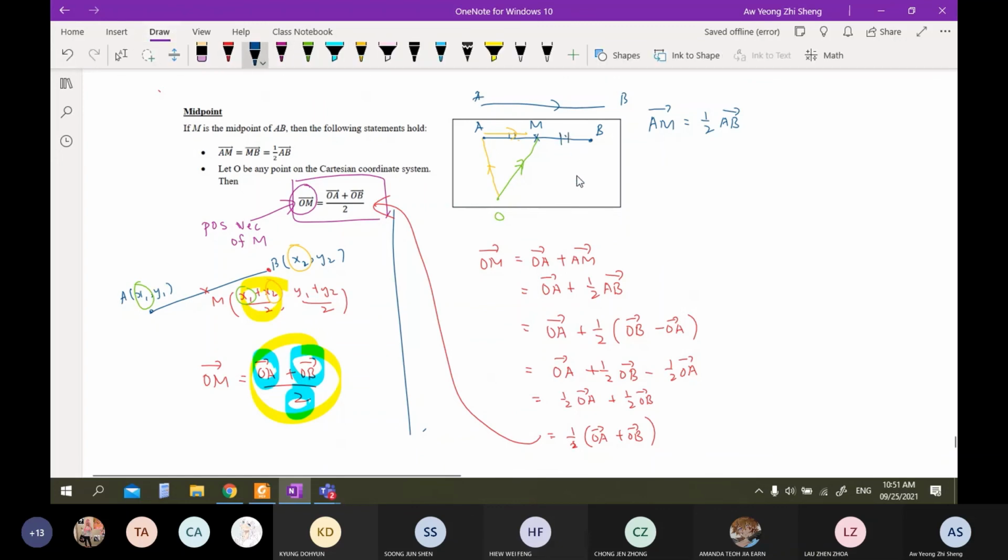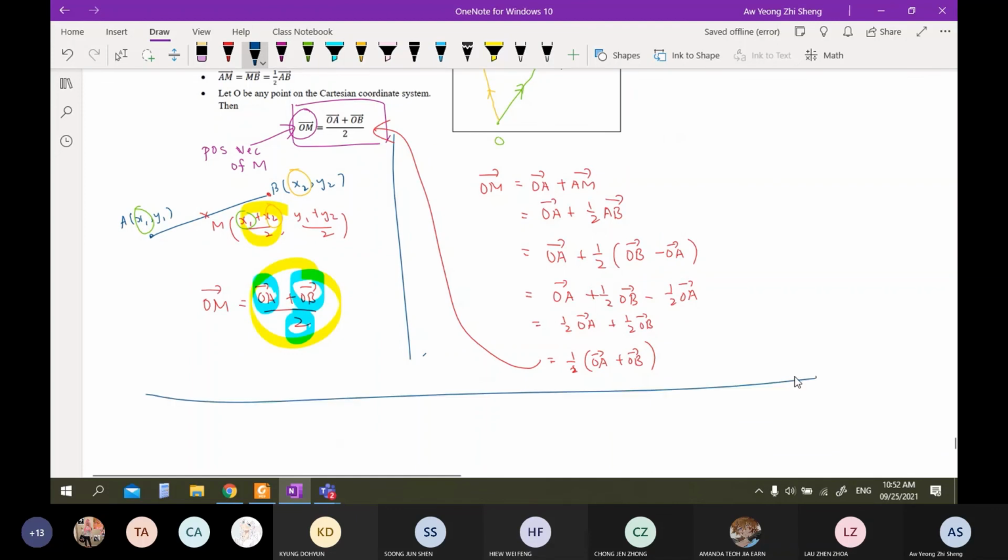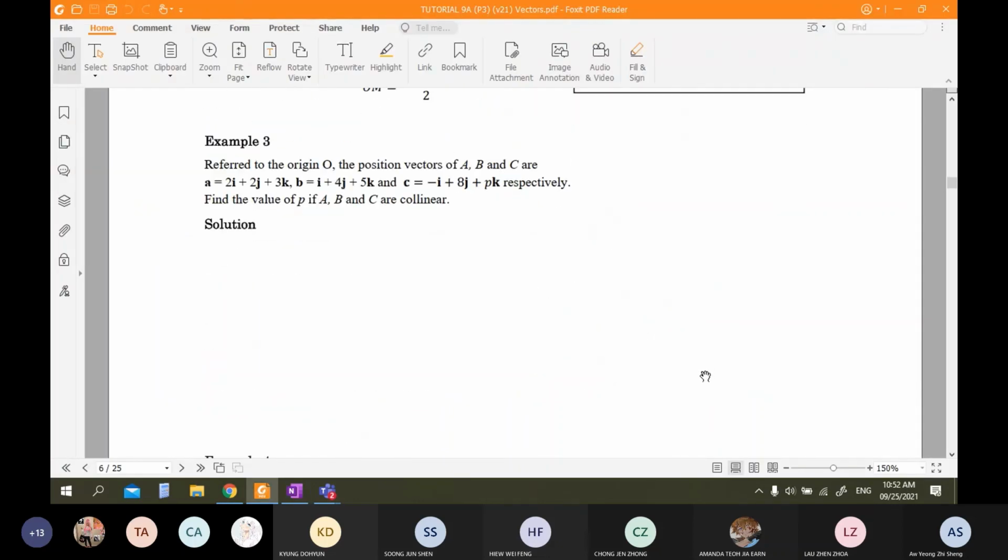In the exam, you won't be asked to derive this formula. What's important is that you know how to apply it. Then we have 5 minutes left. Let's do one more example and then we'll end the lesson today.